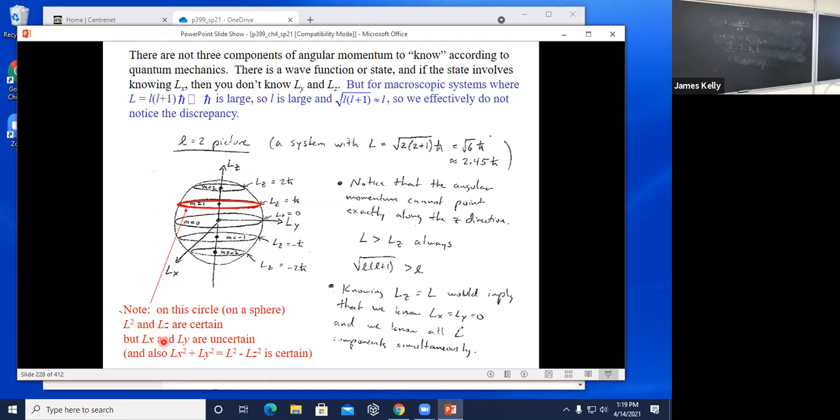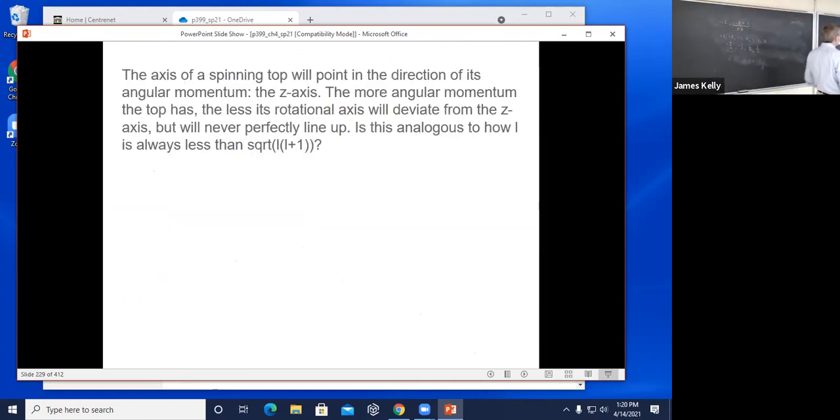But Lx and Ly are uncertain, but it's also true that you do know Lx squared plus Ly squared, because L squared is certain and Lz squared is certain, and therefore Lx squared plus Ly squared is certain. That's amounting to saying that you're on this circle, because everywhere on the circle has the same value of Lx squared plus Ly squared. So it's kind of a neat picture, even though maybe when you look at it, you don't get all that information out immediately.